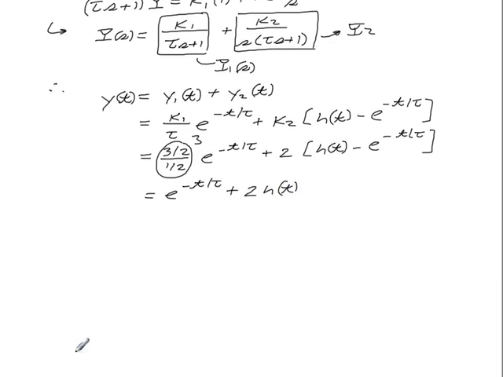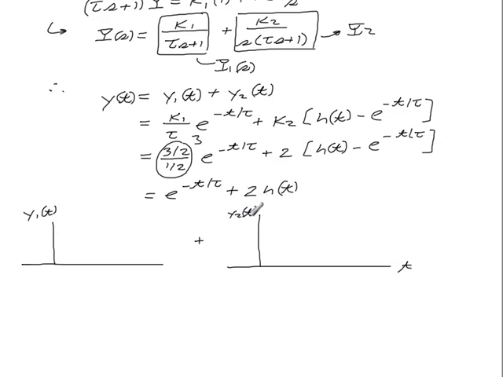So how does this response look? Well, it's really made up of two parts, y1 of t and y2 of t. y1 looks like it starts out at 1 and decays down, so that's going to be something that looks like this. That's really some combination of our step and our delta function. So this is a 1. And then of course y2 of t is twice the unit step function, like that.